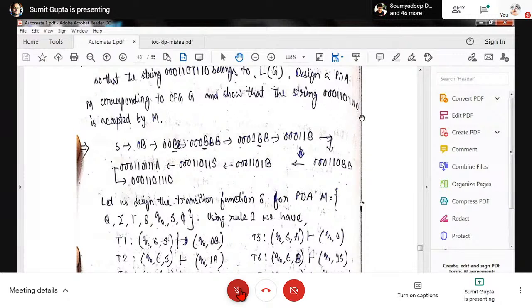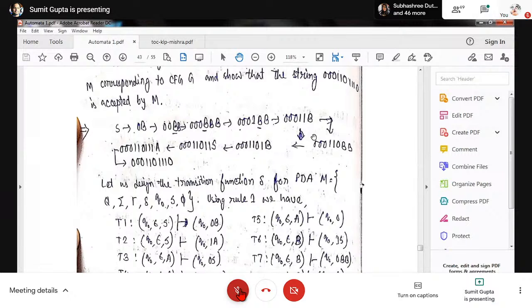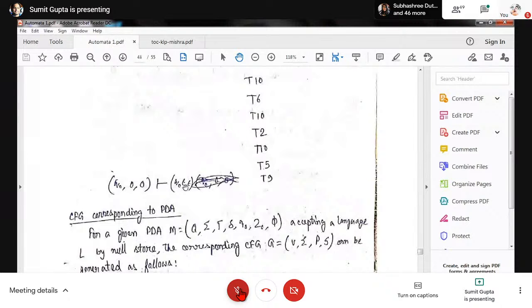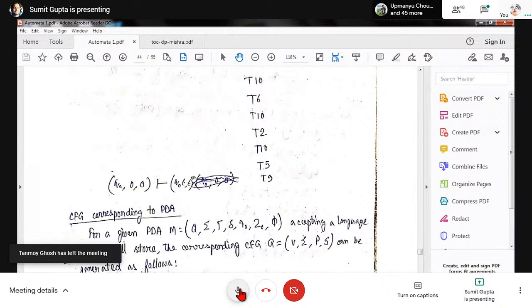So we will be showing how this entire string will be processed, and in the end our stack will be empty to indicate that the given string has been successfully accepted by the PDA. Clear? Am I making some sense? Or is everything nonsense?